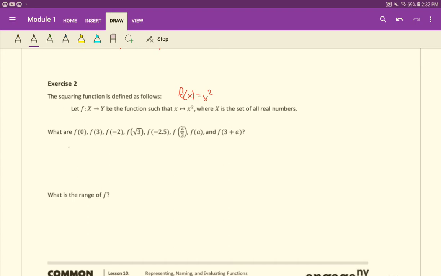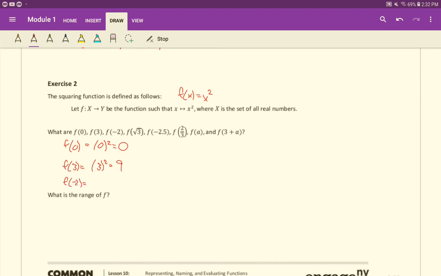Let's evaluate these. So f of 0, well, the 0 replaces the x up here, and so we'll replace this x also as 0. So it's just 0 squared. What is 0 squared? Well, it's 0. Same thing for f of 3. That's going to be 3 squared, which is 9. Okay. f of negative 2.